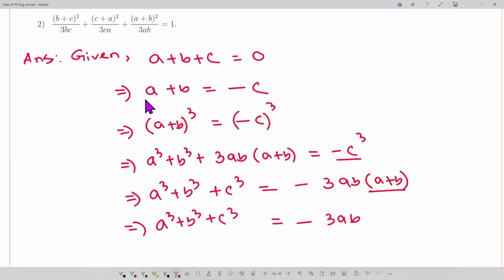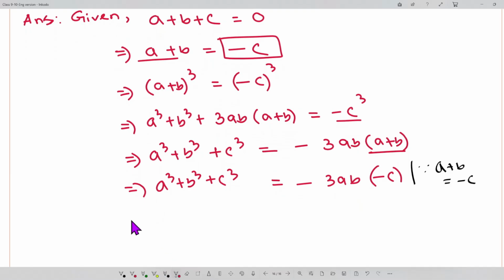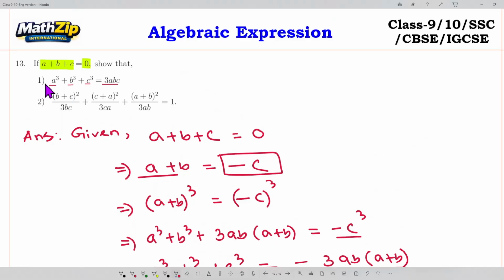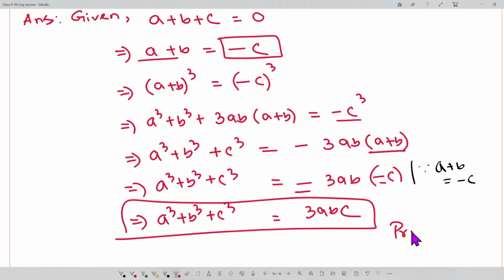Look, here a plus b was minus c, so we can write this one. A side note: a plus b equals minus c. Now very simple thing, it will be a cube plus b cube plus c cube equals minus and minus, once we multiply it will be plus, 3abc. So our target is solved: a cube plus b cube plus c cube equals 3abc. So we can write proved.